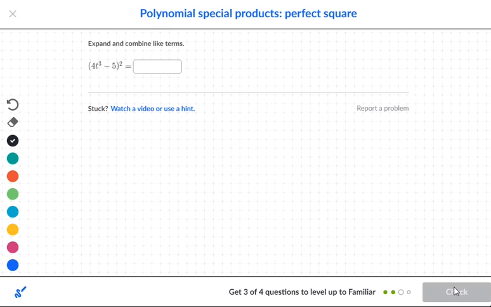Okay, so look at the next problem. First off, let's look at the parentheses. It is in standard form, so the letter is before the number. So we have 4t to the 3rd minus the 5, and we're squaring it. So we're taking the second power, so we're going to write it down again. That's what that 2 means on the outside. That 2 means that you're going to have to repeat the parentheses.